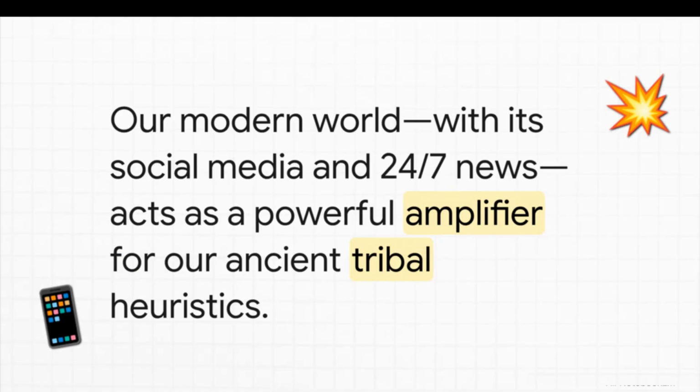But here's the problem. Our Stone Age brains are now living in a social media world. Those algorithms are perfectly designed to mainline our confirmation bias. The 24/7 news cycle is a non-stop trigger for our threat detection systems. Our modern world has basically become a super stimulus for our ancient psychology. It's like pouring rocket fuel on the fires of our division.